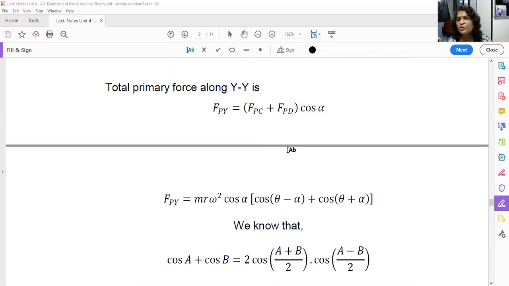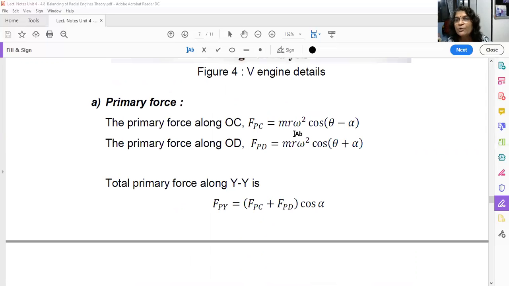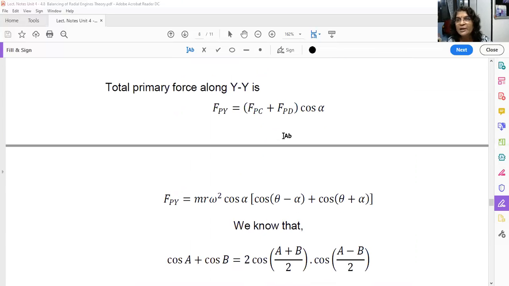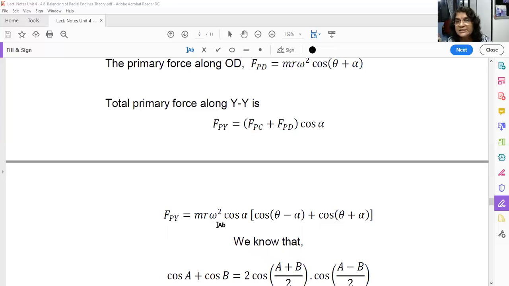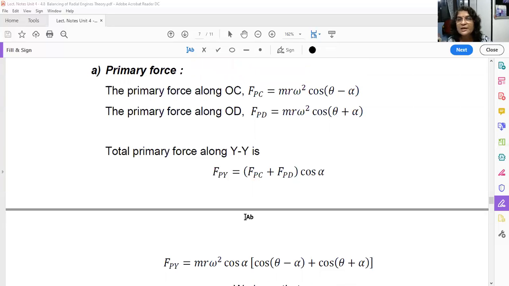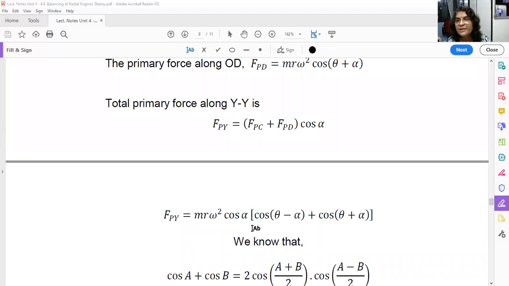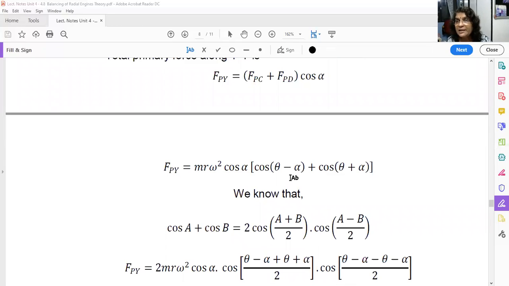Okay, further part is only mathematics. Let us put the values of FPC and FPD here. FPC is m r omega square cos(theta minus alpha) and FPD is m r omega square cos(theta plus alpha). Cos alpha is common here, and what else is common? m r omega square, because it is there in both the terms. So m r omega square cos alpha into bracket, what is remaining? Cos(theta minus alpha) plus cos(theta plus alpha). Now imagine this is capital A and this is capital B. So this will become cos A plus cos B.